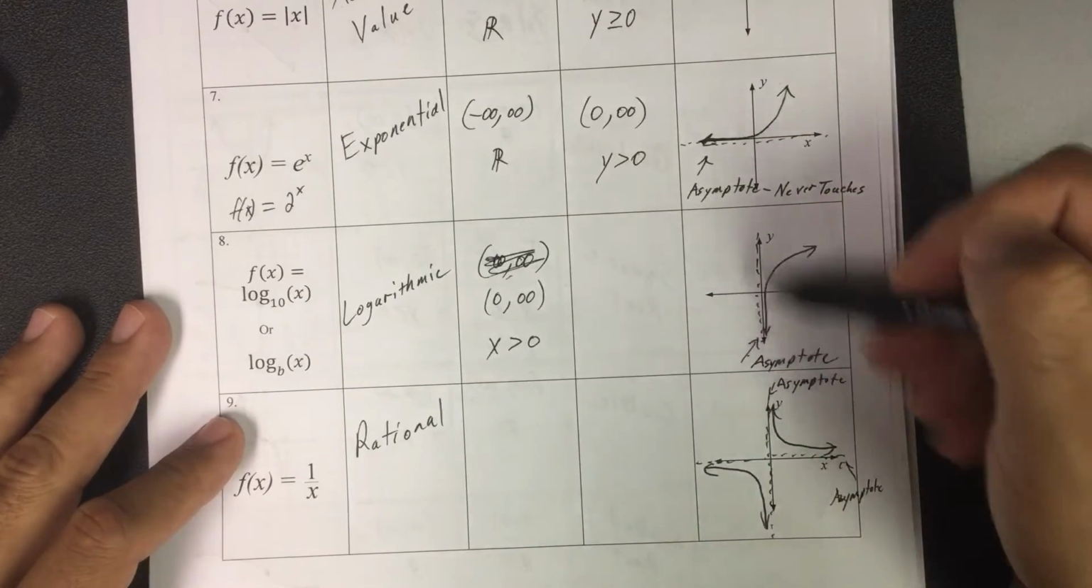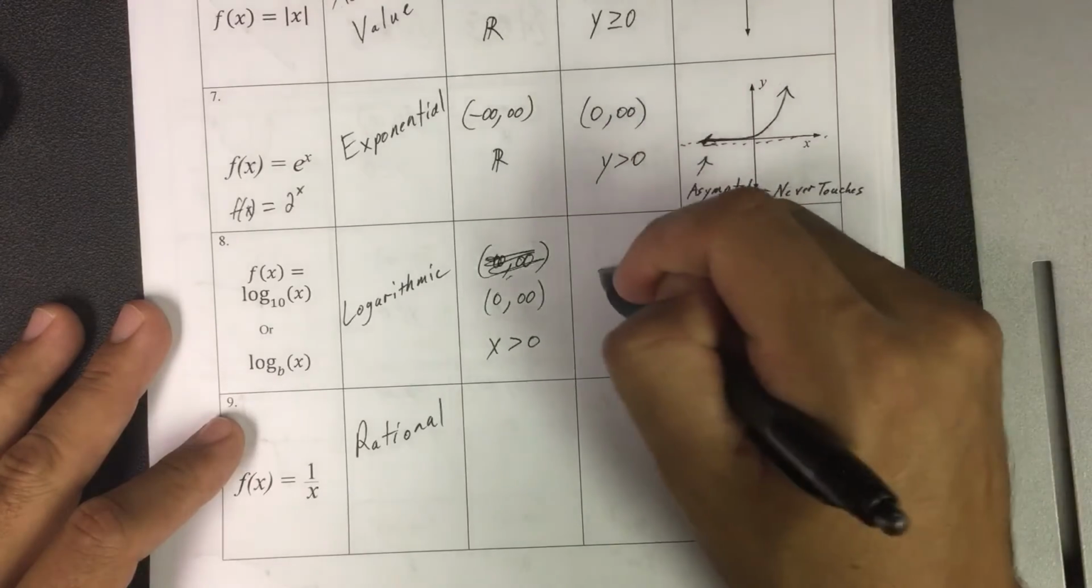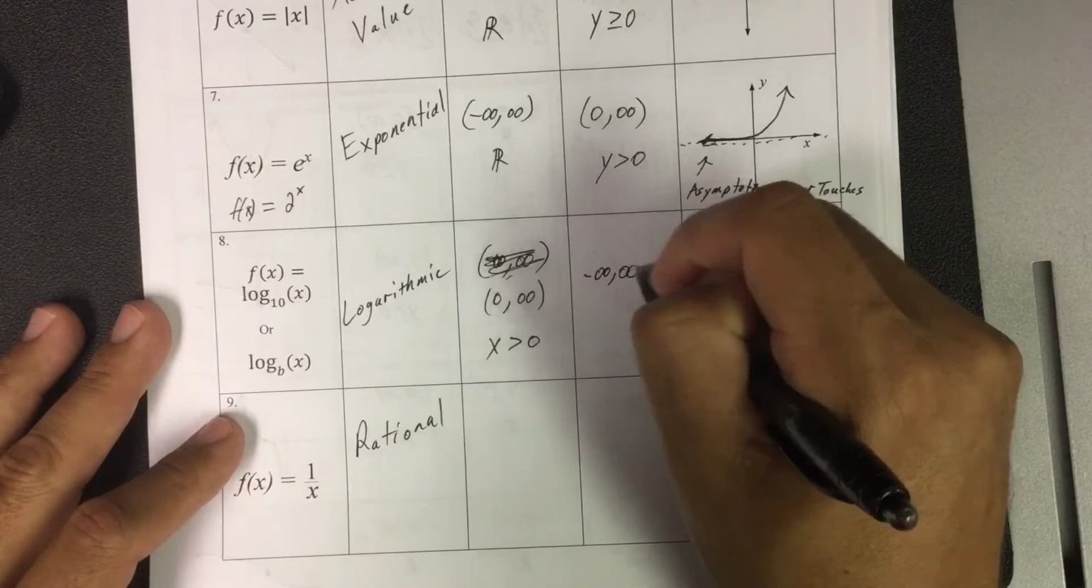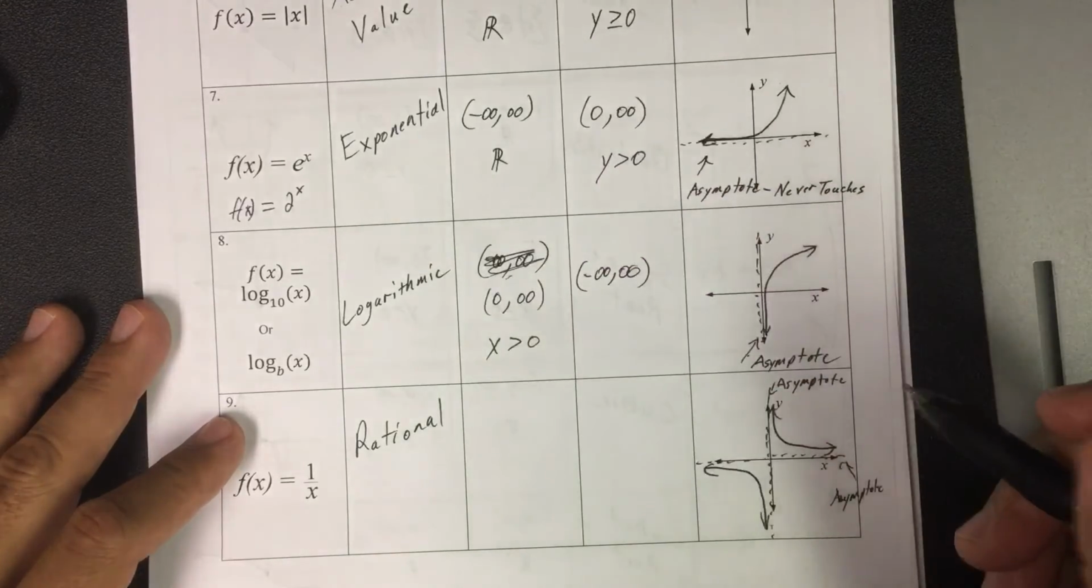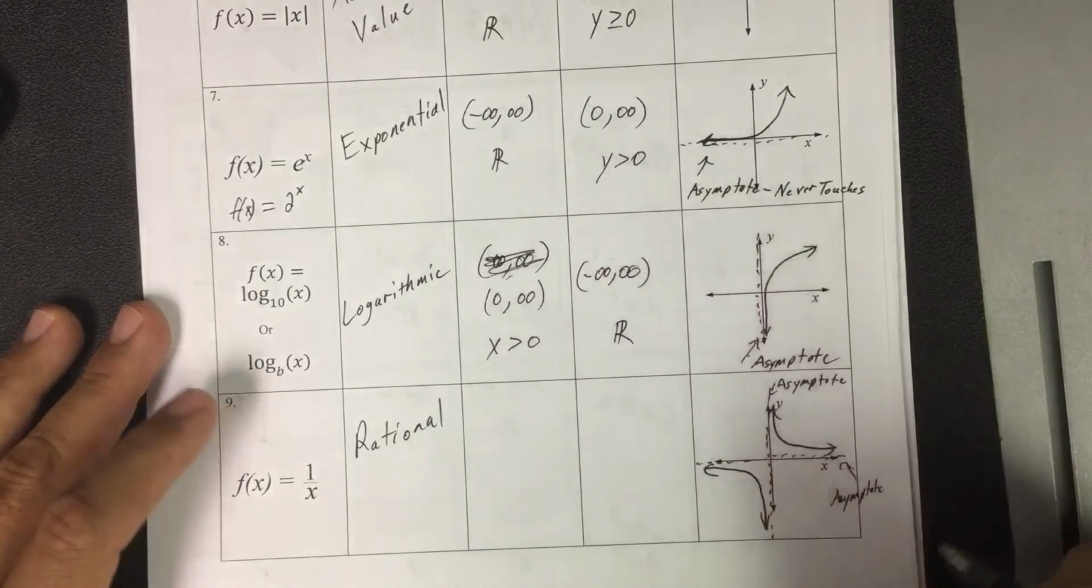Now, on the range, it goes all the way down to negative infinity and up to positive infinity. So again, different. These two flipped, right? This is all real numbers.